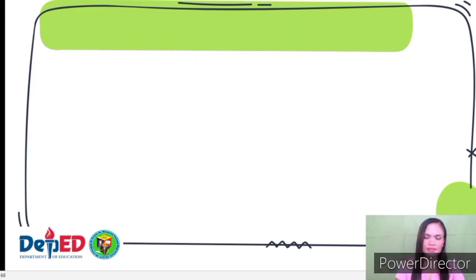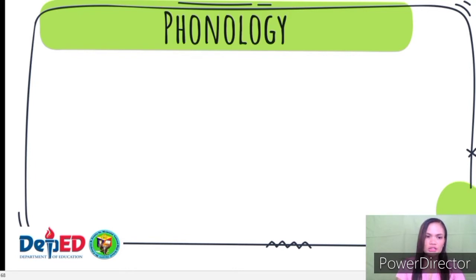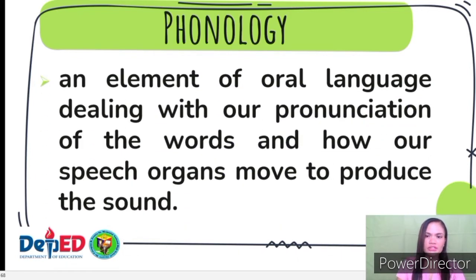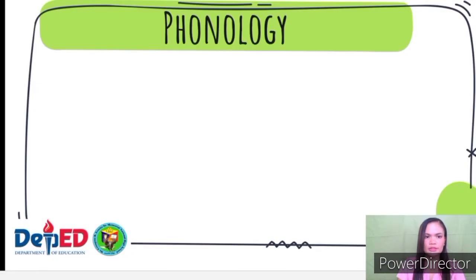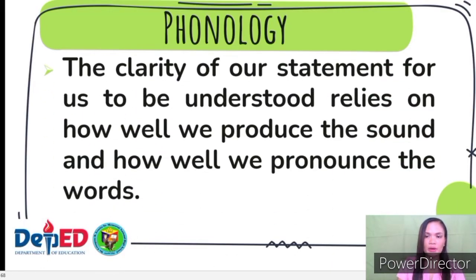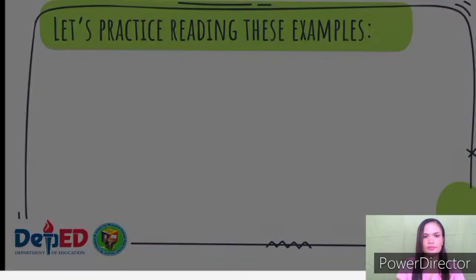Now let's talk about each area. Phonology. An element of oral language dealing with our pronunciation of the words and how our speech organs move to produce the sound. The clarity of our statement for us to be understood relies on how well we produce the sound and how well we pronounce the word.